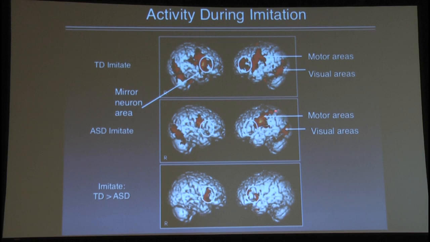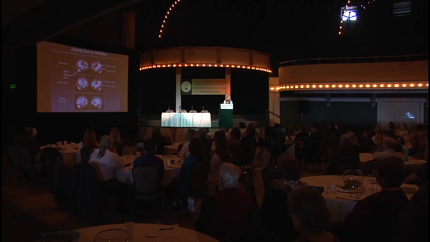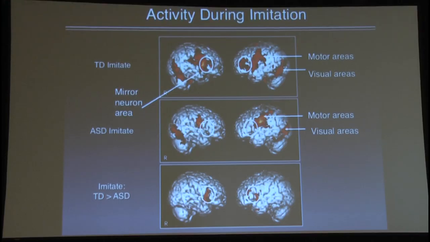Here are the kids with autism. They're seeing things fine. They're moving their faces, just like the typically developing kids, but they're not mirroring what's happening emotionally. And this is the difference between the groups. In other words, they're able to look at the face, they're able to imitate the facial expressions, but they're not internalizing the meaning of that facial expression. Okay, they're not feeling it themselves, they're not mirroring that. And that's something that we have found consistently.